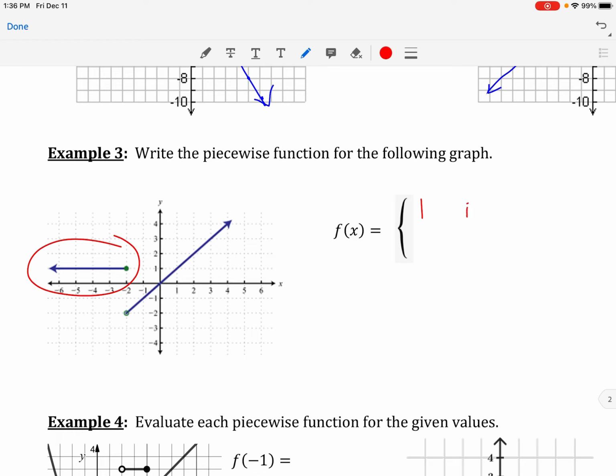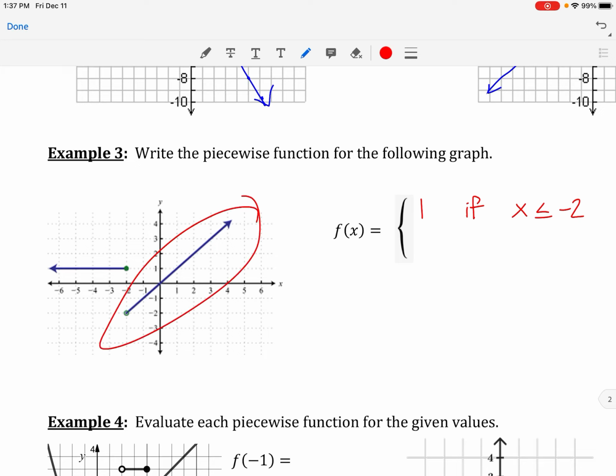But then I have to say also when that applies. So for what x values does that apply? So let's look over here to see what x values it applies to. So x looks like -2 is our highest one, and then it keeps going this way forever. So it looks like when x is less than or equal to -2, because it is a filled in circle, so that does get an equal to. And now let's look at the second piece. We're done with the first one.